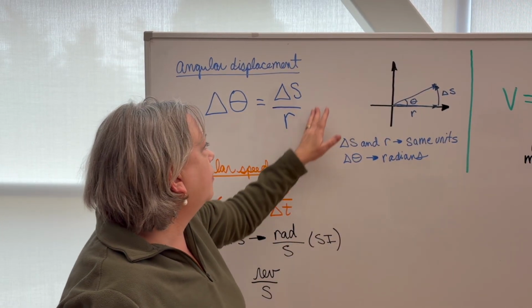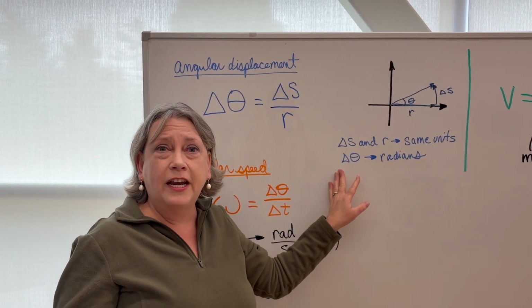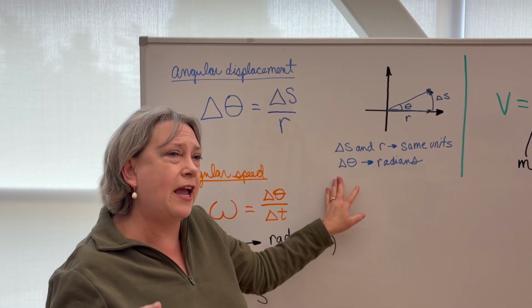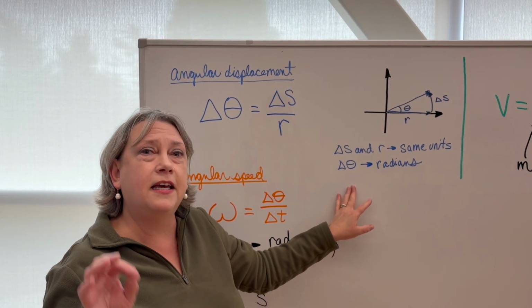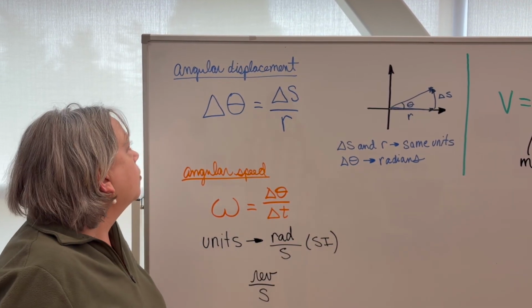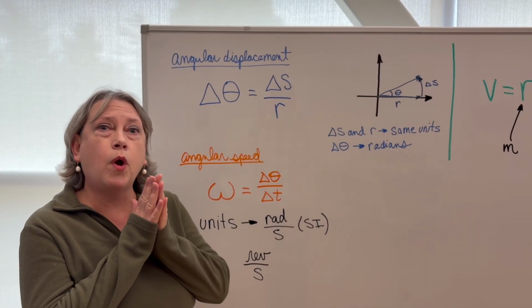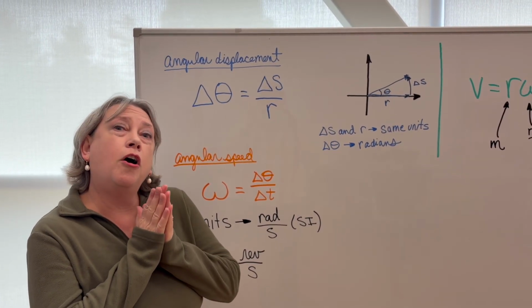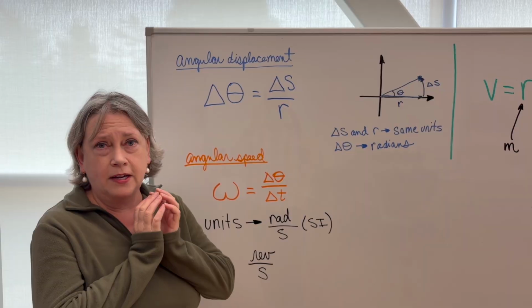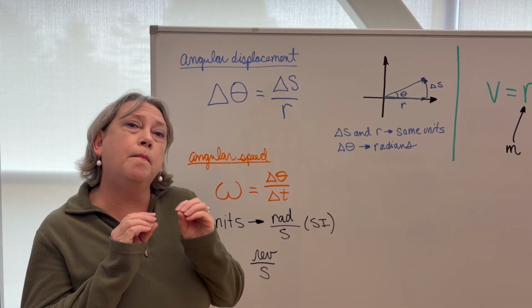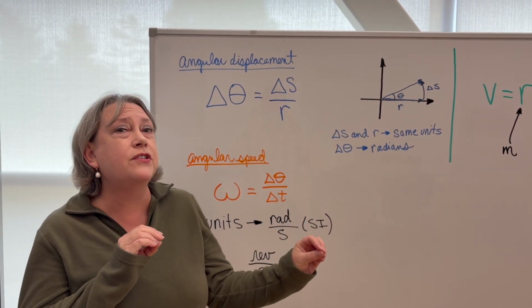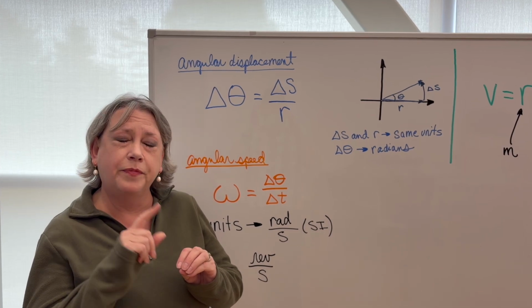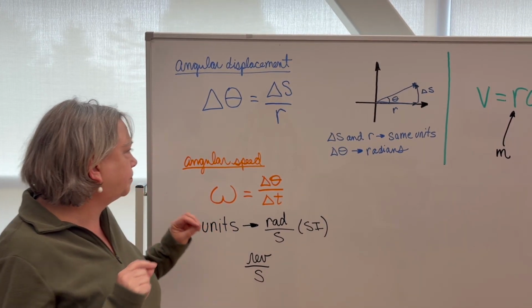And when you do that, they're going to cancel out, and your change in theta, or your angular displacement, is in radians. So radians are often called a placeholder unit. When they are multiplied by something else, they go away. And I'm going to show you that here in a moment.